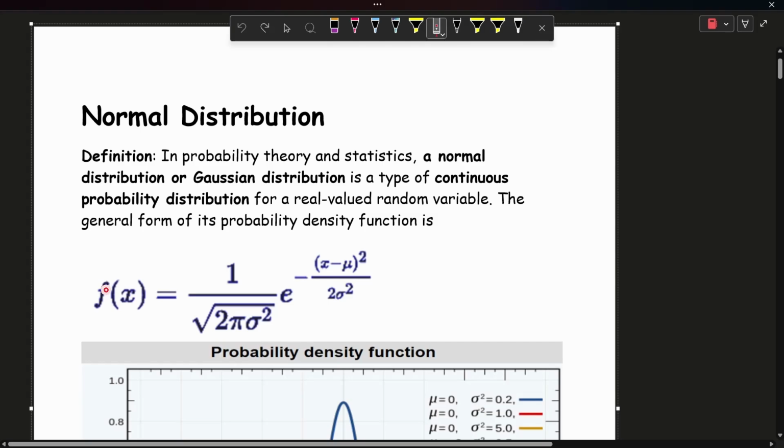So the formula goes by f of x equal to 1 by square root of 2 pi sigma square, e power minus x minus mu whole square by 2 sigma square. Sigma is nothing but the standard deviation. Sigma square is nothing but the variance. And mu is the mean. x is the variable.